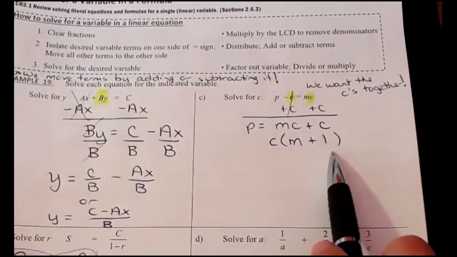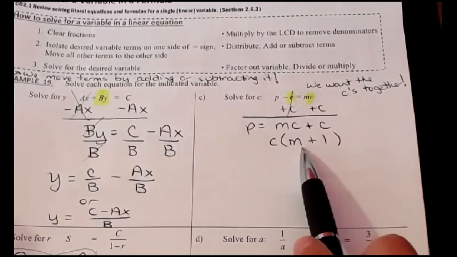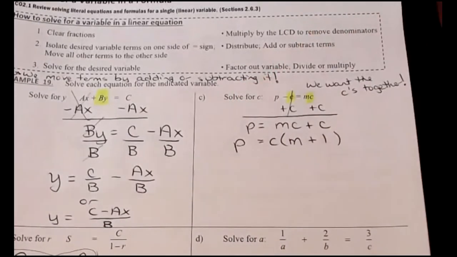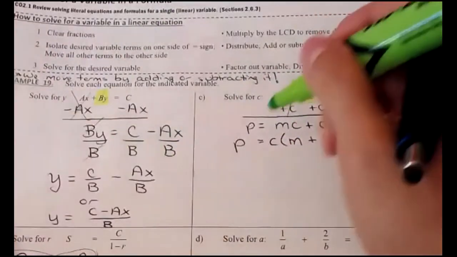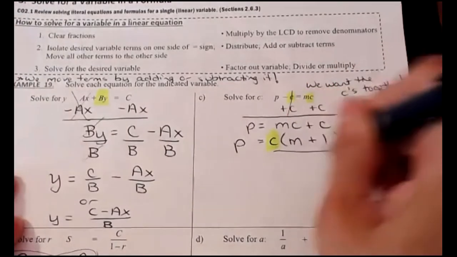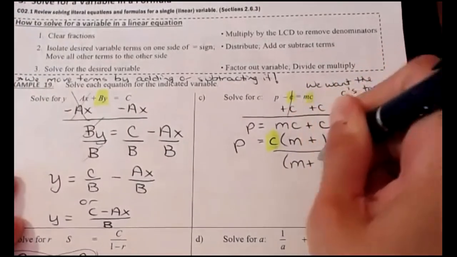That's interesting. CM or MC plus C. Okay, it works. We still have the equal to P. But remember, my goal is to get C alone. Recognize here, C is attached to the M plus 1 by multiplication. So we're going to use the opposite operation, which is to divide. Check this out. If I want C alone, I'm going to divide by M plus 1.